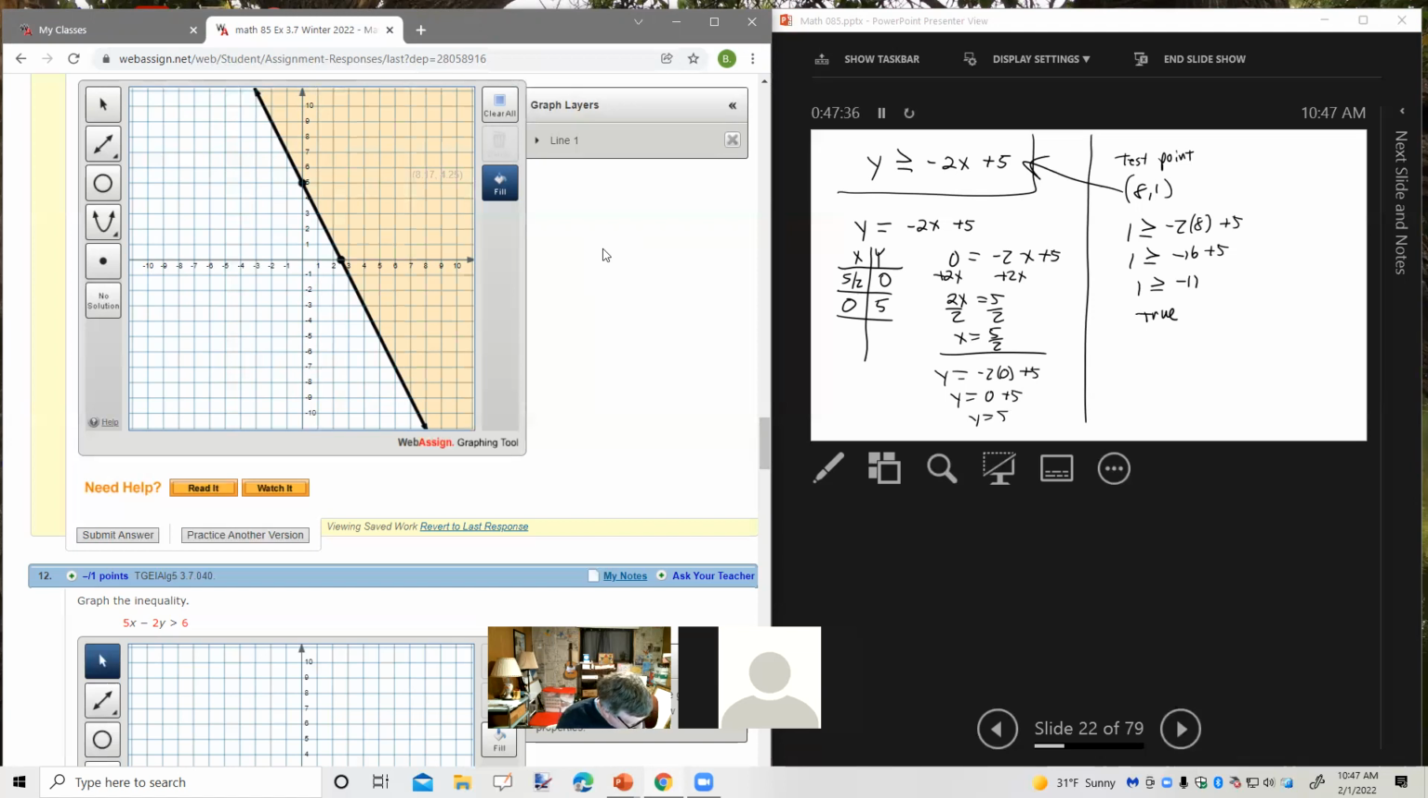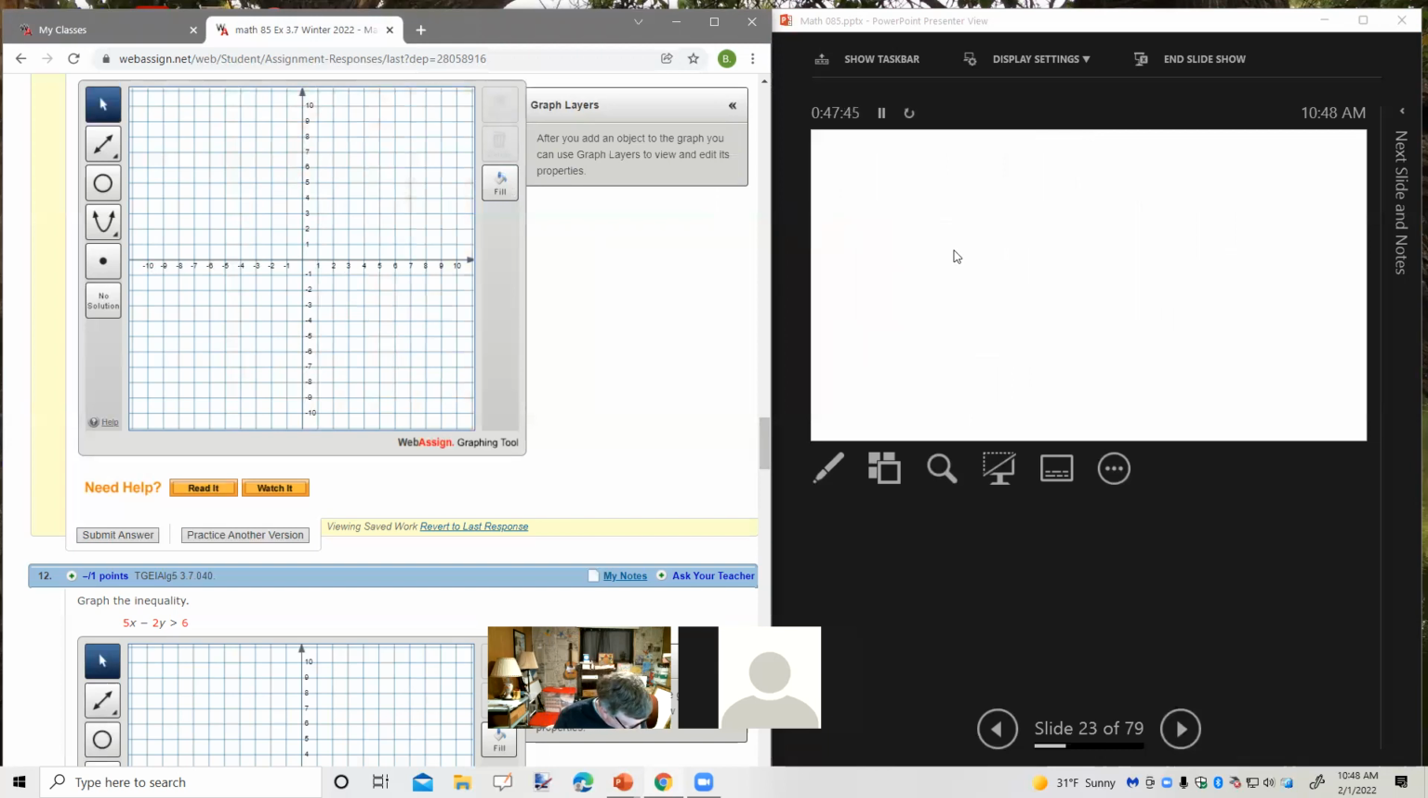All righty. Let's see here. Clear that and do another example. See how we doing for time. Lots of time. Y is less than 3x. Okay. So once again, I want to look at the equation. I'm going to look at y equals 3x. And I'll go ahead and use the x and y intercepts.